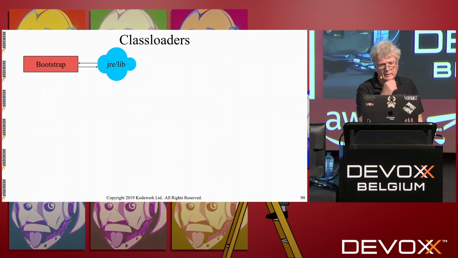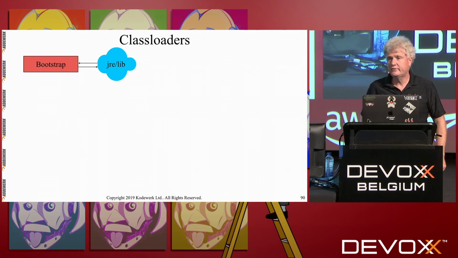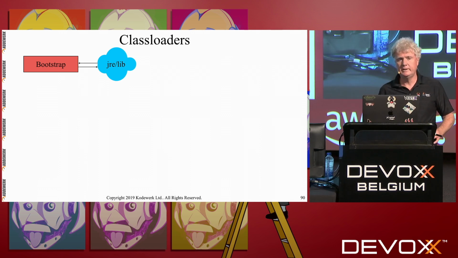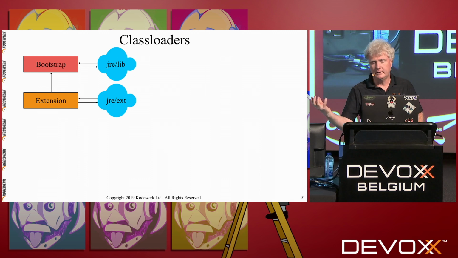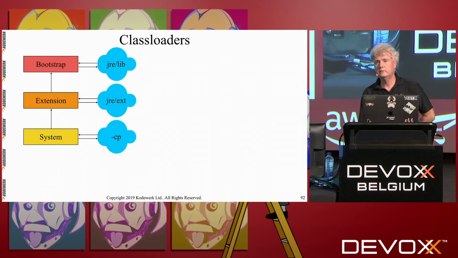So how is this all working? To help understand it, let's review class loaders. We start off with this pseudo class loader called the bootstrap class loader. The bootstrap class loader loads things from the JRE lib directory. So anything that's there will get loaded into the bootstrap class loader. We have an extension class loader which comes from the JRE extensions. So if you drop jar files there, they will be picked up and put into this extension class loader. Then we have the system class loader, which takes things from the class path.